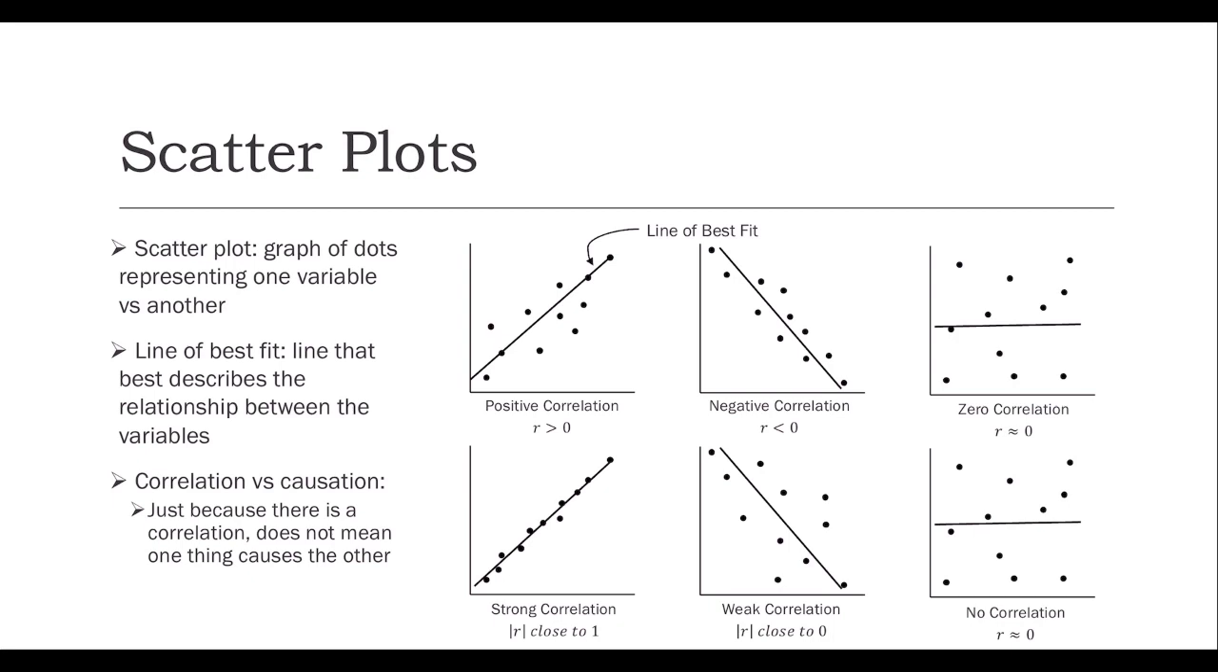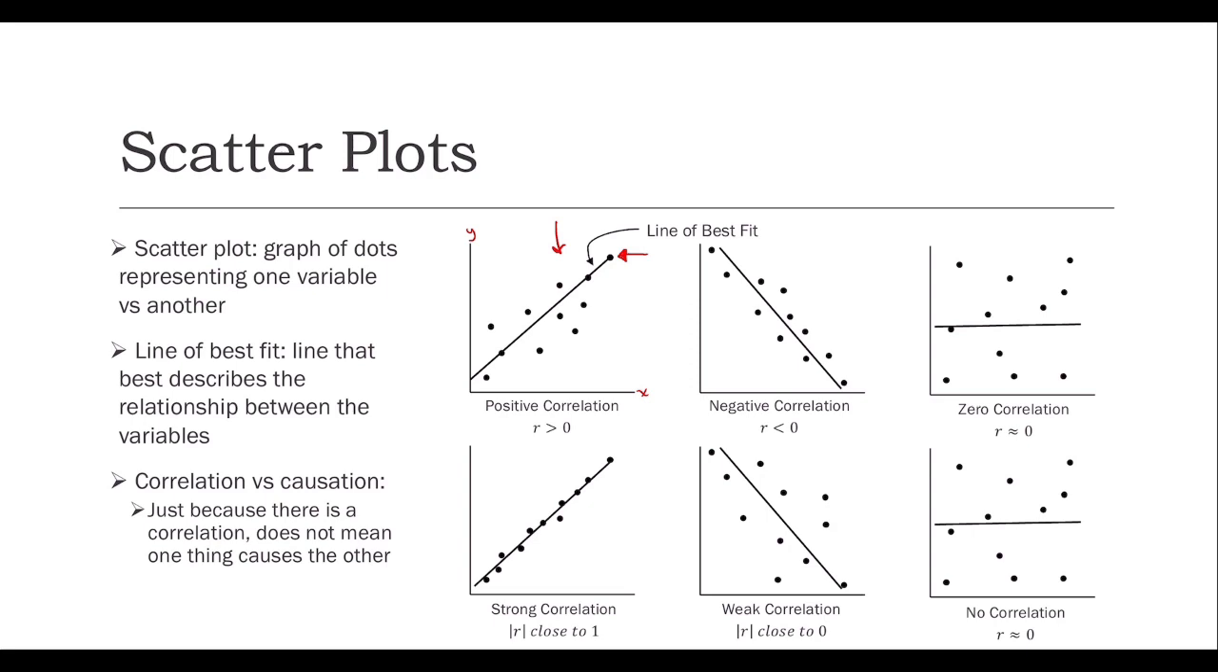So here we have some scatter plots. A scatter plot is a graph of dots representing one variable versus the other. So you'd have your X variable and your Y variable, and then you would put your points on here. A line of best fit is a line that best describes the relationship between the variables. So your line would go through your median, and it would give a good overall feeling for what the relationship is. You can draw a line of best fit just by using your eye, or you can calculate your line of best fit like we talked about in the previous slide.